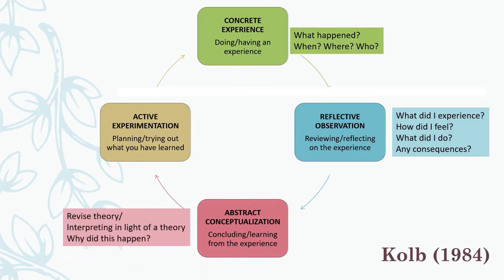In here, we may want to start establishing connections with a theory in order to interpret that experience that we lived. So questions such as why did this happen are common to answer. Remember that at this point we're trying to analyze one experience in order to interpret it in light of a framework. Now, our fourth stage of this learning cycle is called active experimentation.